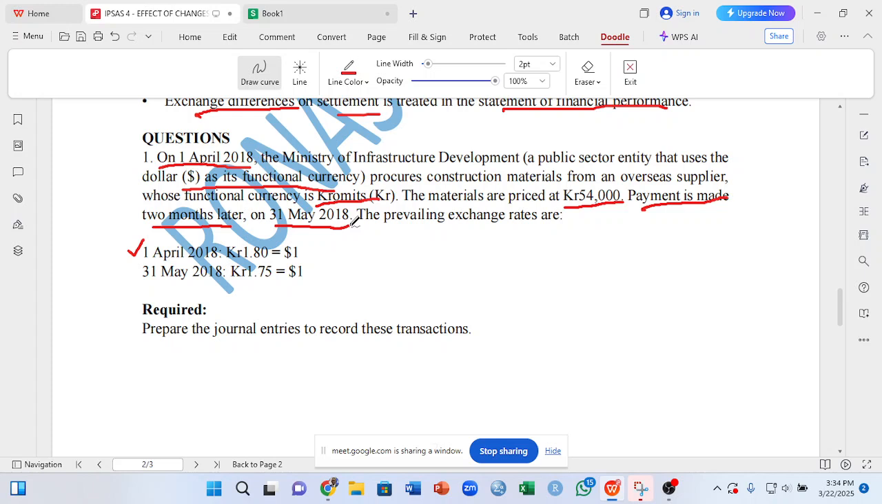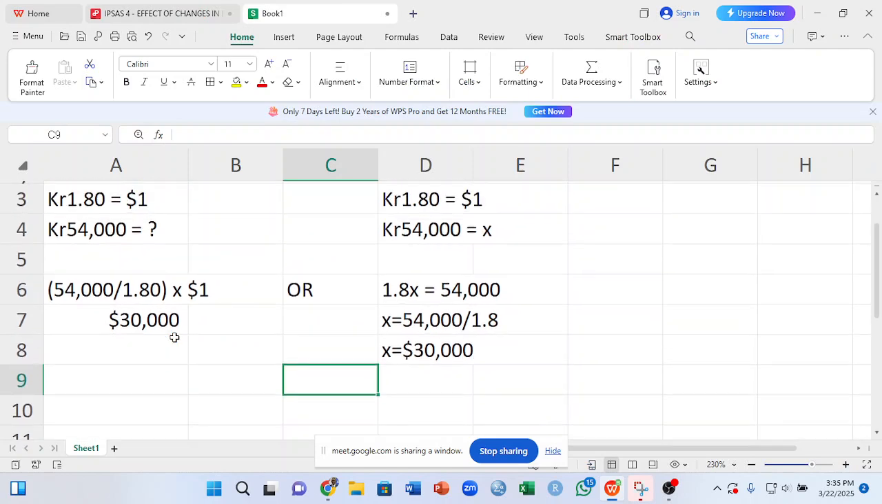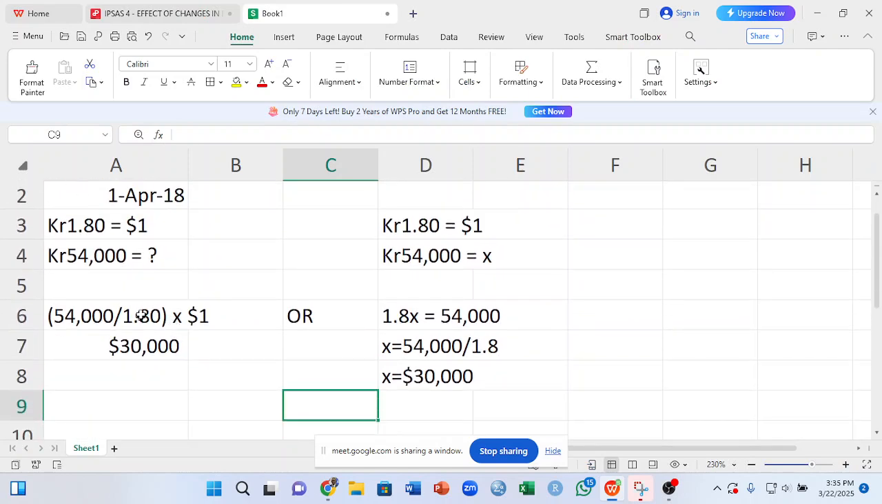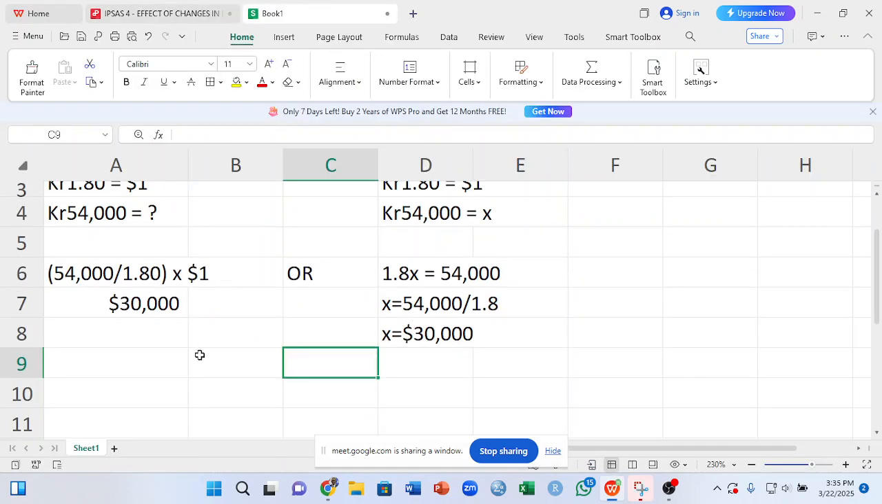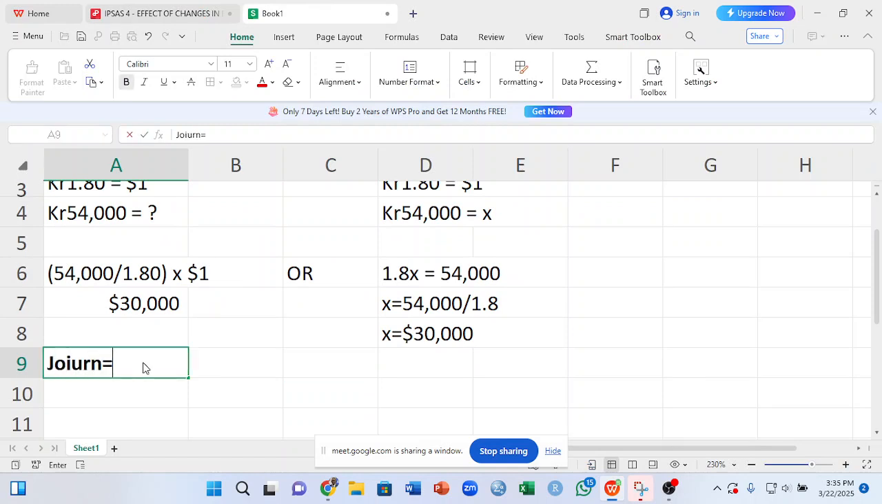So once they made payment, what are you going to do about it? Remember the rules? The monetary items, you translate. But they said we should do double entry. So let's do the double entry for the first one before we even come to the second one, so that we don't skip that. For the one where we acquired some procurement material, what will be the double entry?